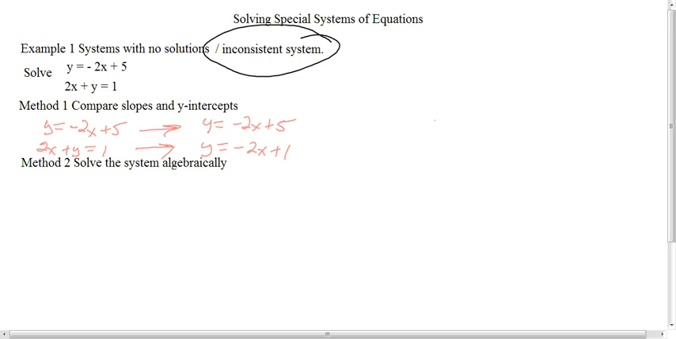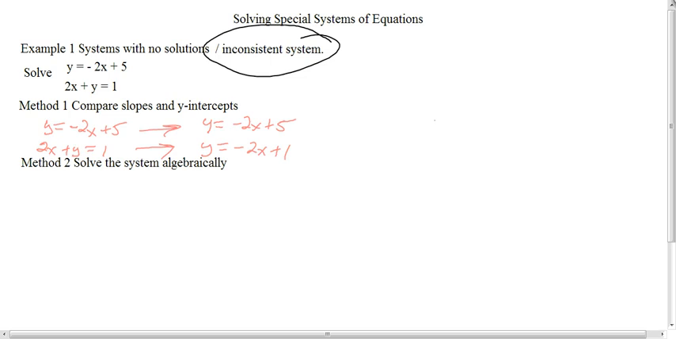So what do we see? Think back to when we were talking about parallel and perpendicular lines. They actually have the same slope. So if two lines have the same slope, then they are parallel, which means this system has no solution, so it is inconsistent because the lines are parallel. Okay, so that's the first method.